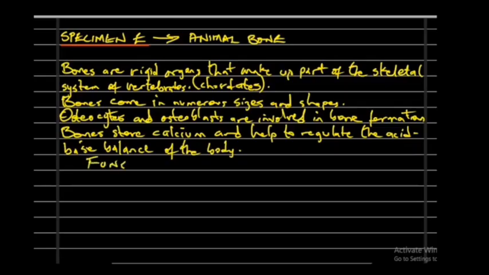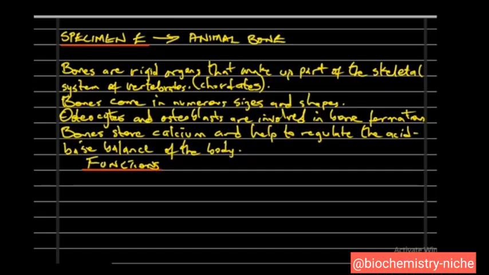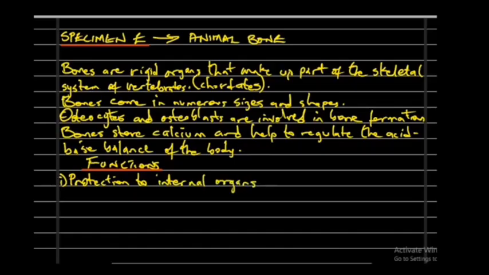Major functions of bones now. Number one, the bone is responsible for what we refer to as rigidity of the body. Bones serve functions like protection of the internal organs of the body, e.g. the brain, the liver, the lungs, the kidney, etc. All of these are internal organs that are very soft, so they are enclosed in the skeletal system, which guards them.